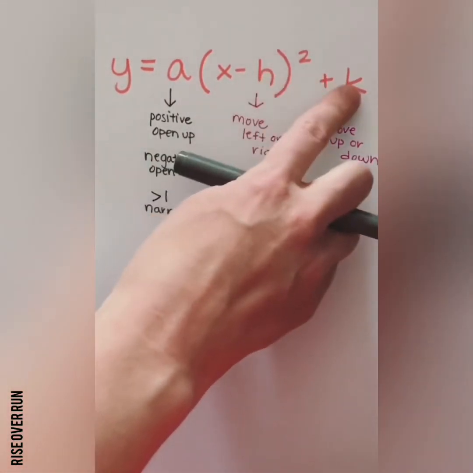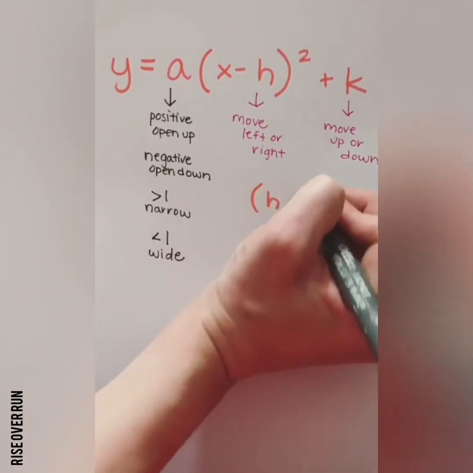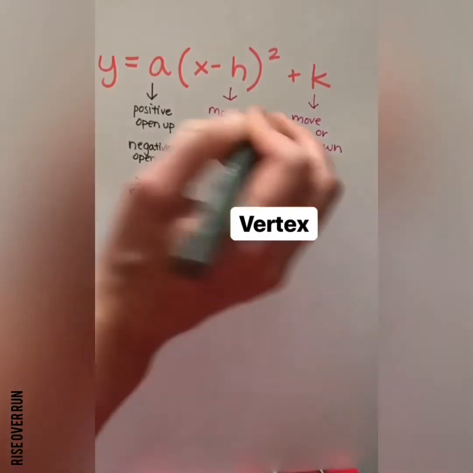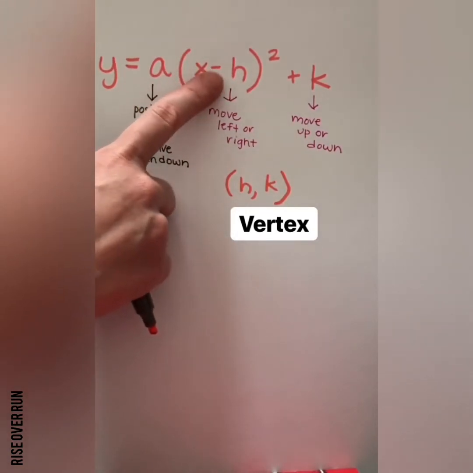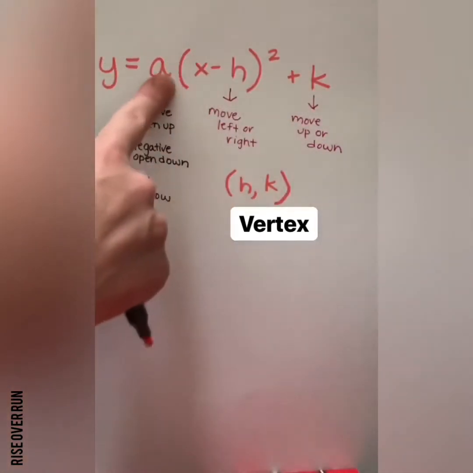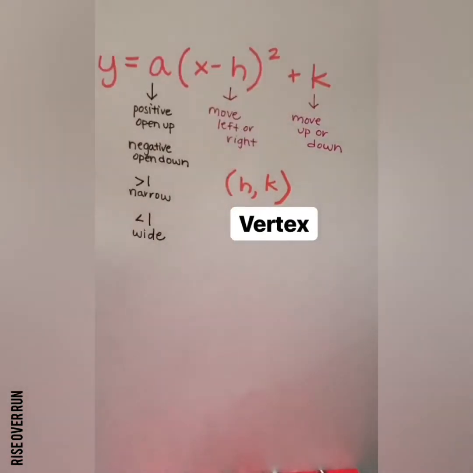If we know these two numbers, we can identify our vertex. Our vertex is located at (h, k). Remember to watch out for this sign here. You can see it's negative in the formula for vertex form, a minus, because a minus moves you in the positive direction.